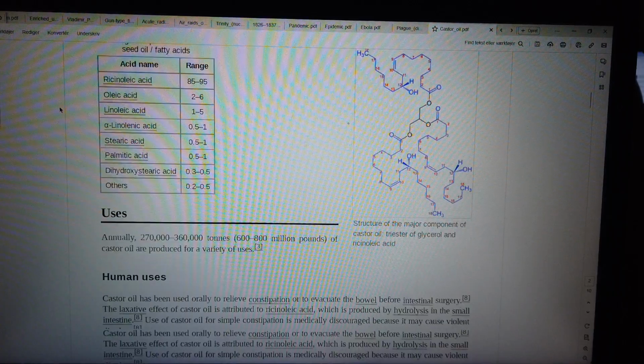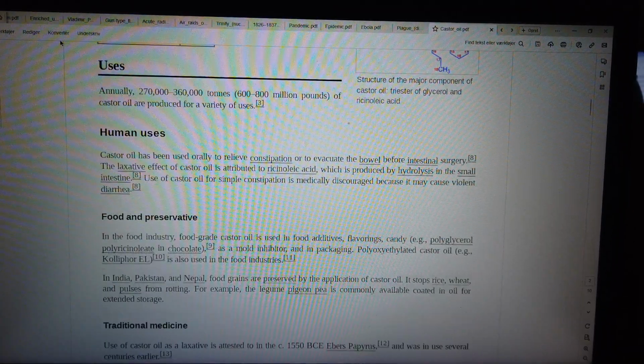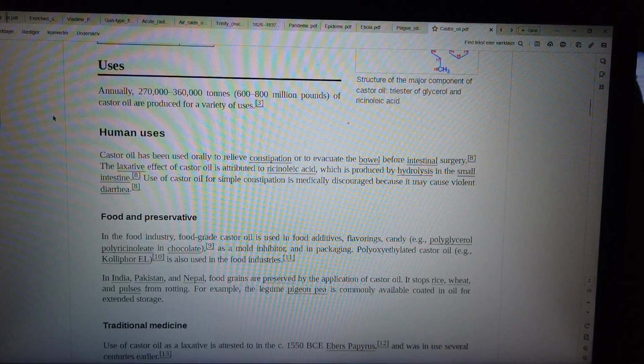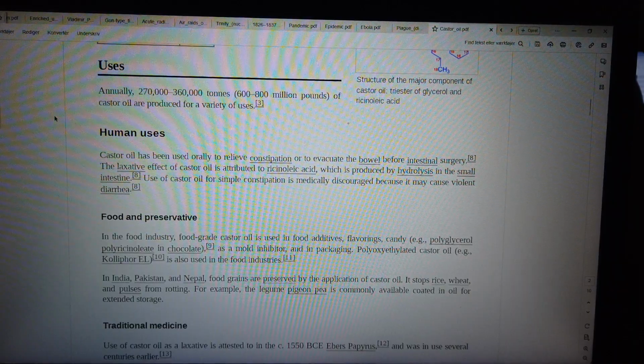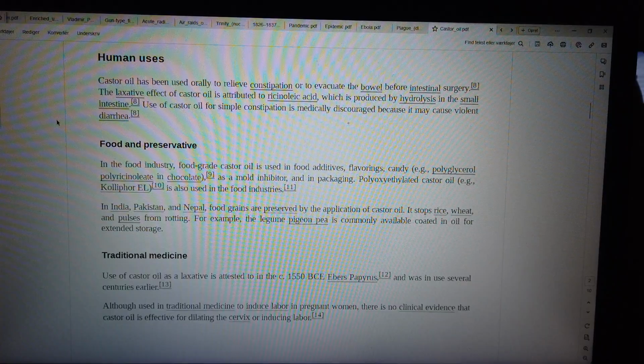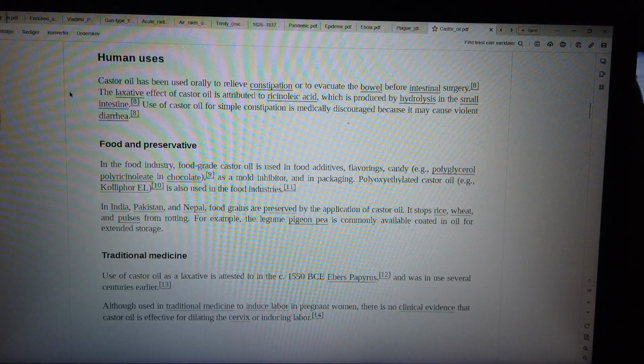Uses. Annually, 270,000 to 360,000 tons, 600-800 million pounds, of castor oil are produced for a variety of uses. Human uses. Castor oil has been used orally to relieve constipation or to evacuate the bowel before intestinal surgery.